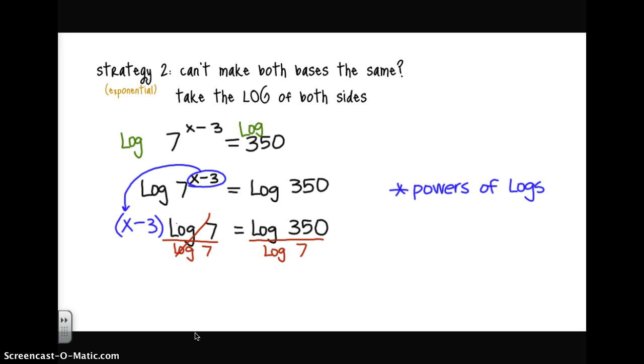Here it'll cancel. And I'm at x minus 3 equals. So I go to my calculator, I do the log of 350, and I divide it by the log of 7. So log 350 divided by log of 7. And that gives me 3.01. Now to get x by itself, I add 3 to both sides, and I'm at 6.01.